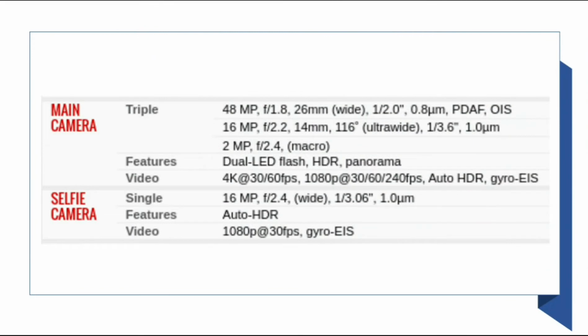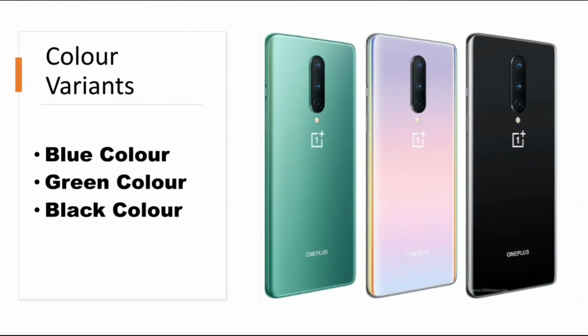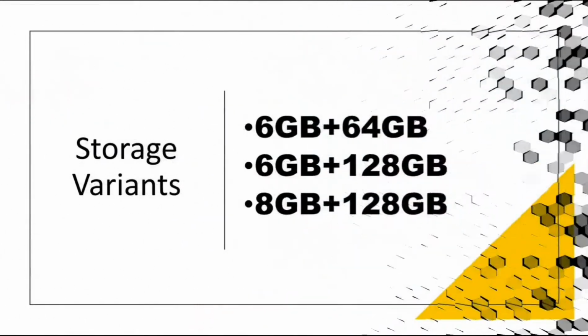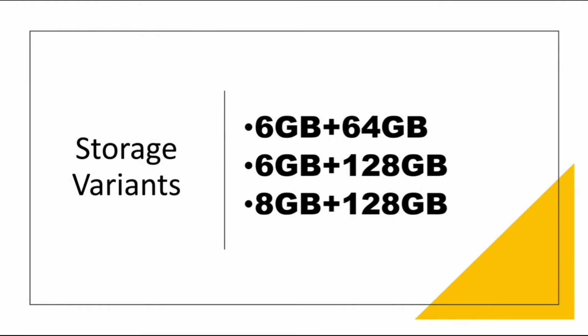This is some more information about the front and rear camera of OnePlus 9 Lite. There are 3 color variants of OnePlus 9 Lite: blue color, green color and black color. There are 3 storage variants of OnePlus 9 Lite: 6GB plus 64GB, 6GB plus 128GB and 8GB plus 128GB.